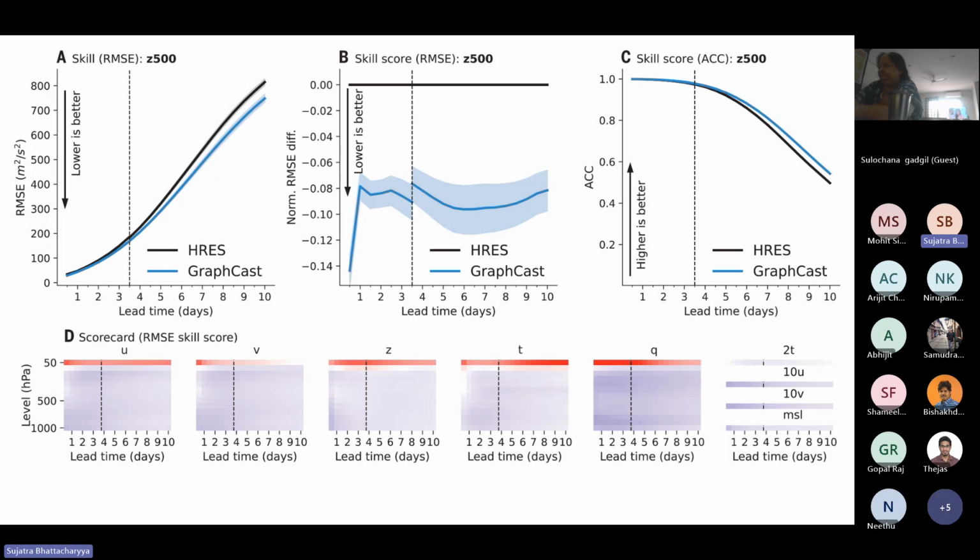This is specific to 3D temperature, geopotential, and wind at different levels. So you can see that in almost all the levels, GraphCast is doing better than ECMWF.